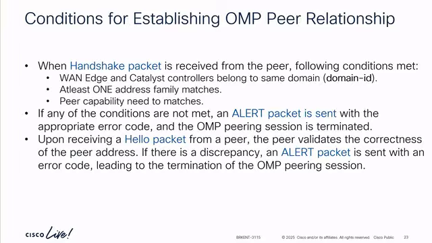If any of the conditions does not match, then we send the alert packet, and we gracefully shut down the OMP peering. But if the handshake packet is OK and we exchange the hello packet, but during the hello packet exchange we receive a hello packet whose peer IP address does not match what we exchanged in the handshake messages, then after receiving that hello packet, we send the alert message back to the peer that I'm going to shut down the peering because you are not the one I exchanged the handshake packet with. So these are the conditions which need to be met in order to establish the OMP peering.